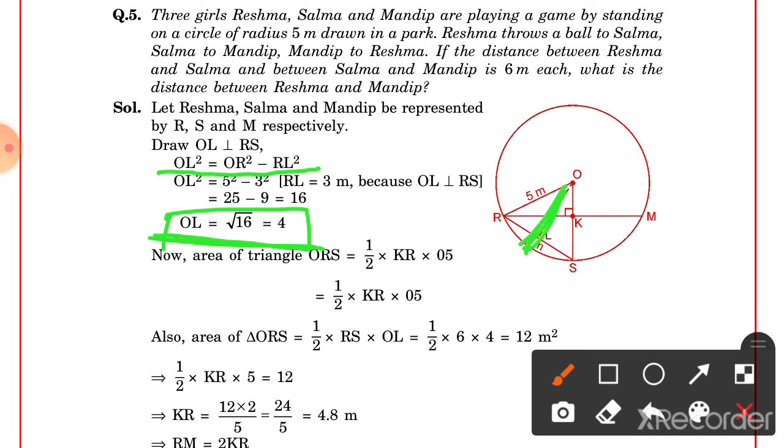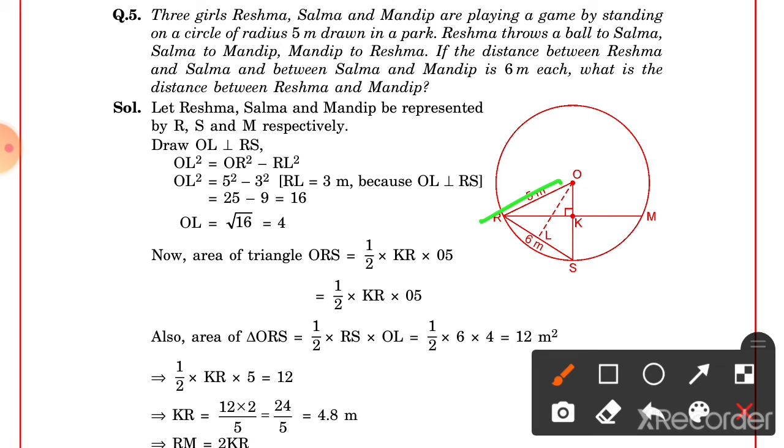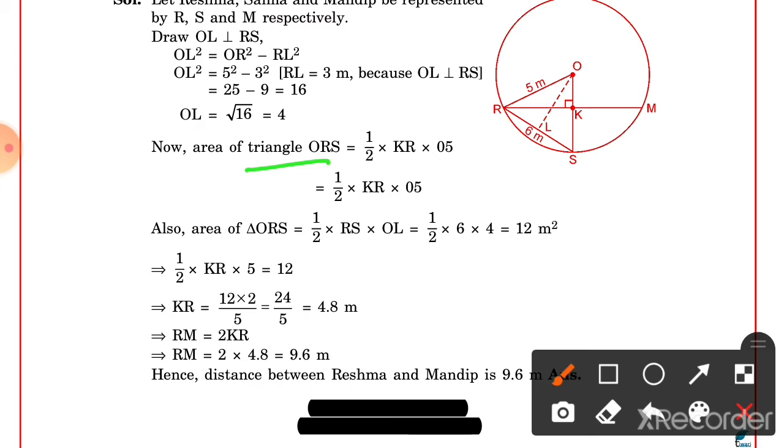So now find the area of triangle ORS, which is equal to 1/2 times RM multiplied by 5. Same as that, now the base is changed. We take RS as the base and OL as the height, and that is 12 centimeter square. So the area of both is the same, so this is 12 square.